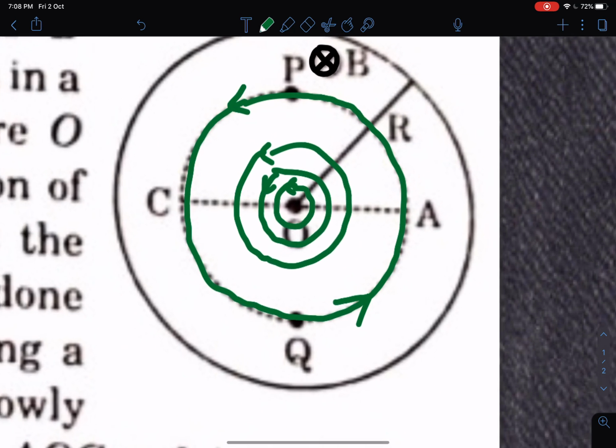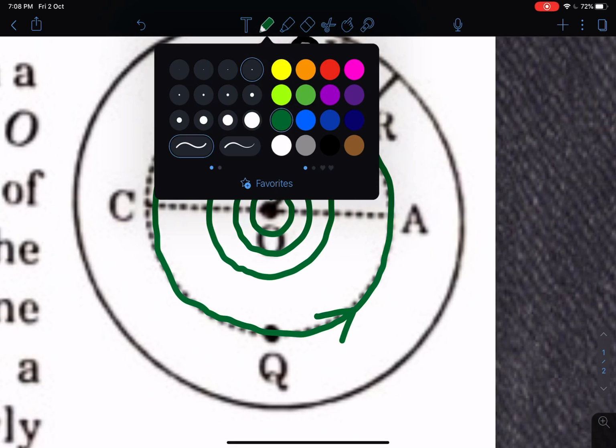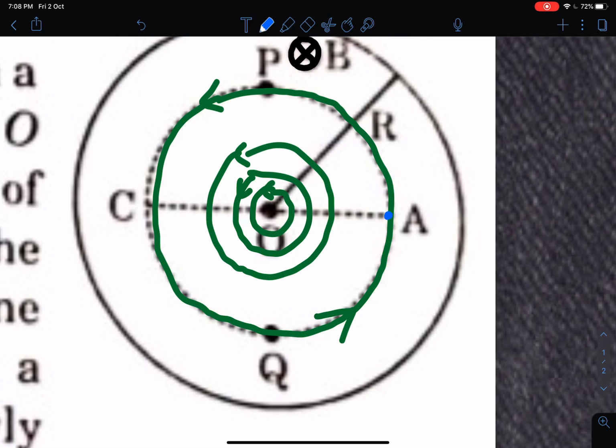Then if a positive charge is taken from A to C in this radial straight line like this, then the work done by the external agent against that electric field is zero, because no matter where the charge is, during any tiny displacement along the path, the displacement and the electric force are perpendicular to each other, because this electric field will be tangential to the electric field line.